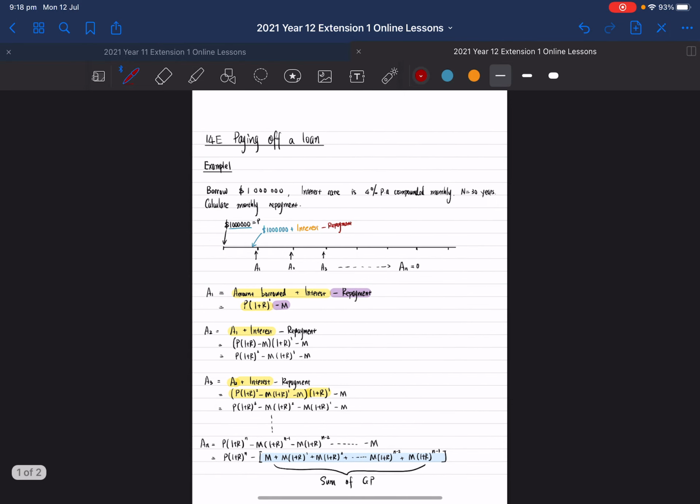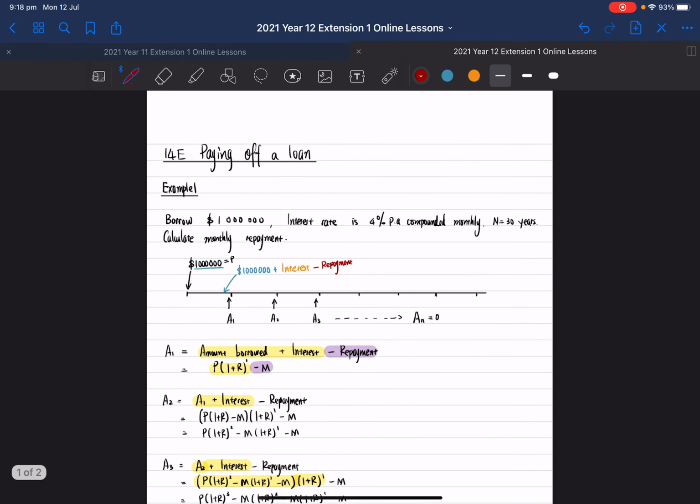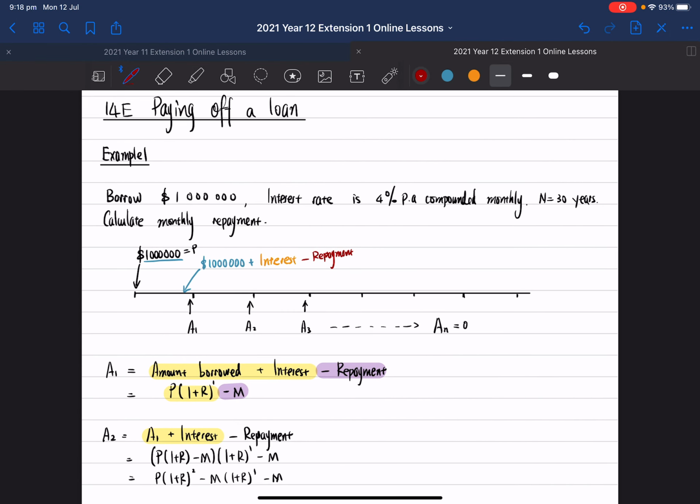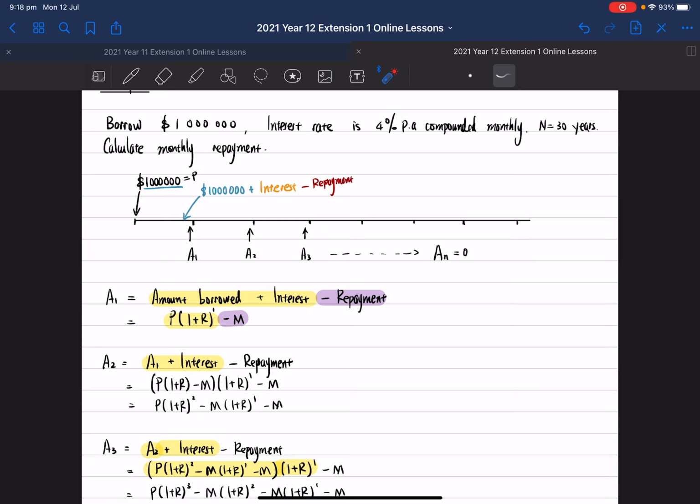So, a recap. The most important thing about this topic is to be able to derive the formula from scratch. You definitely need to read the question very carefully, because when paying off the loan, the first repayment is usually made one unit of time after the loan is taken out. But sometimes the question can be tricky. They will say that after a certain period of time you pay the first payment, or even immediately after you take the loan you pay the payment as well. So you do have to change the N, depending on the question.